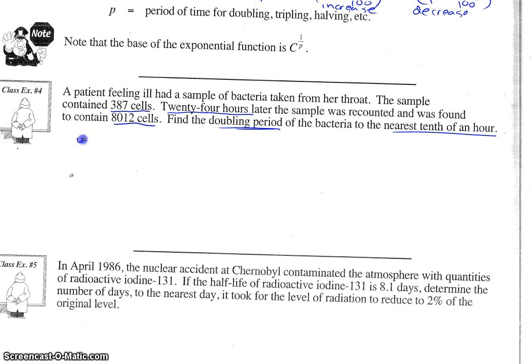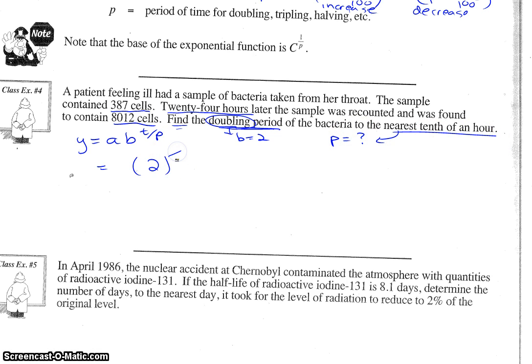Let's write our equation down. Y equals A, B to the T over P. The word doubling, right away, tells us B is equal to 2. So let's go to our equation and replace B with the 2. Now we're looking for the period. Because we're trying to find the doubling period, the period is actually the P value. So that's what we're looking for.